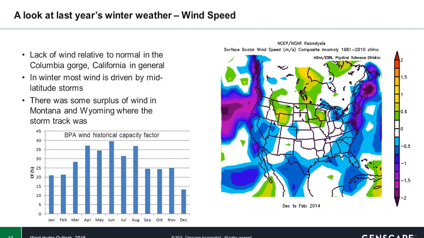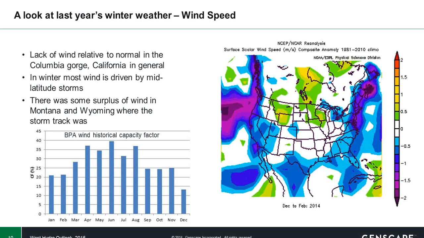The next slide, consequently, looks at wind speed and wind generation. In general, the winter is not the biggest season for wind farms in BPA, which are located in the Columbia Gorge between Oregon and Washington. But looking at last year compared to normal, the wind generation was less than usual, and that was directly linked to the lack of winter storms, which are the main factor driving wind. However, if you look east, there was more wind than usual in the eastern states, but that wouldn't have as much of an impact on BPA.